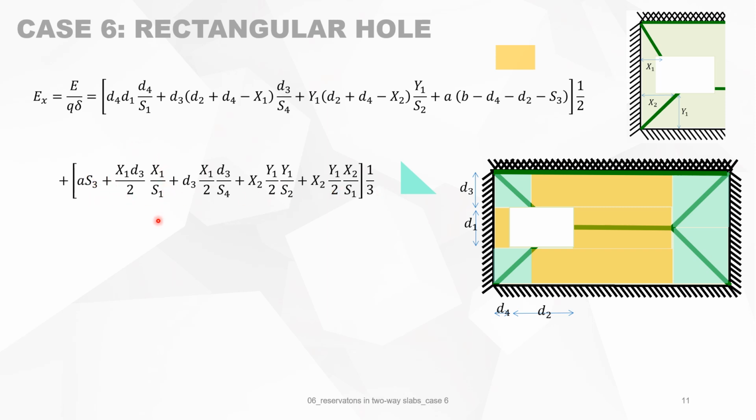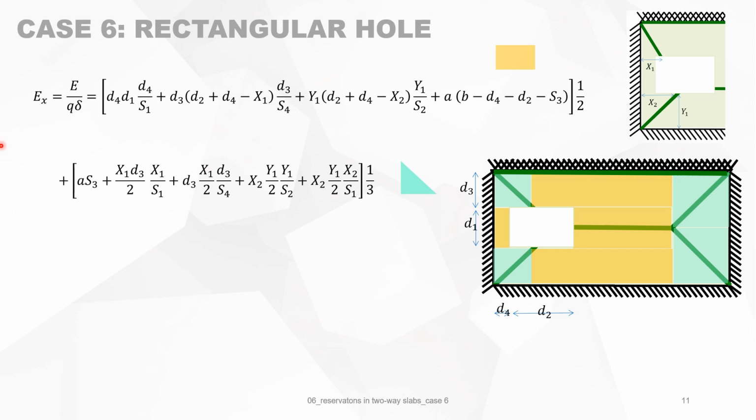Then we take the next one, which is x1 times d3. The surface is divided by 2, times the value of the deflection there, which is d3 over d4, x1 over s1, sorry, because this is the maximum deflection, and there it's a portion of the deflection. That's the portion. Then we do the same with the other triangles.